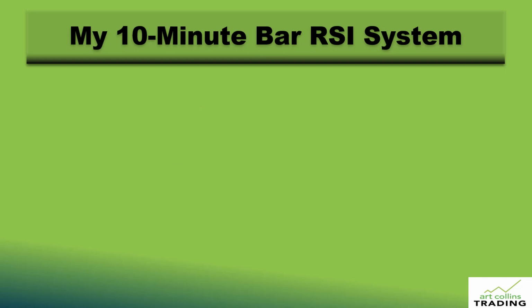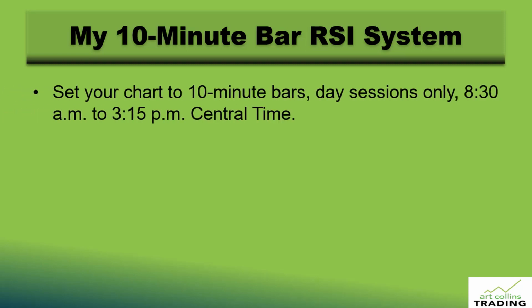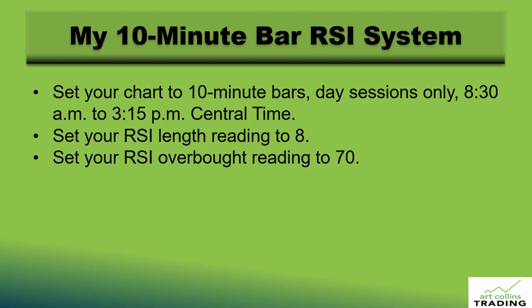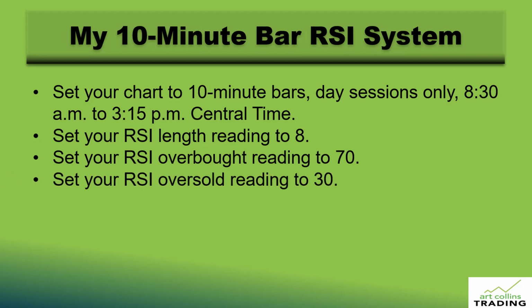So again, this is an intraday system, a day system. Okay, set your chart to 10-minute bars, but use day sessions only, 8:30 a.m. to 3:15 p.m. Central. Change your RSI length reading, probably set at 14, make it 8. Going to look back at 8 bars. And set your overbought reading to 70 and your oversold reading to 30.